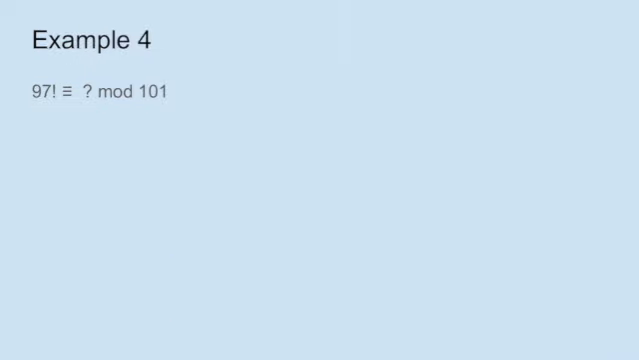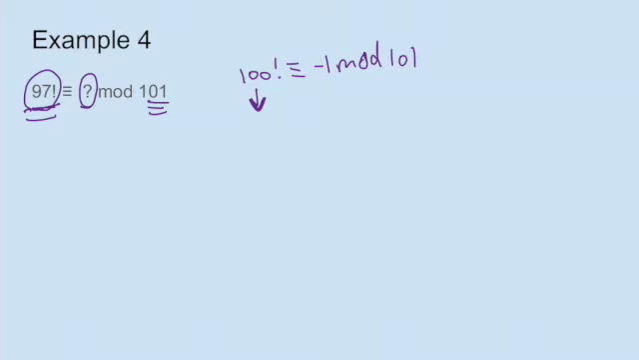Moving on to example 4. So now we have 97 factorial is congruent to what number in mod 101. So first we know that 100 factorial is congruent to -1 mod 101. And let's try to break this apart to see 97 factorial more clearly. So we can rewrite this as 100 times 99 times 98 times 97 factorial is congruent to -1 mod 101.